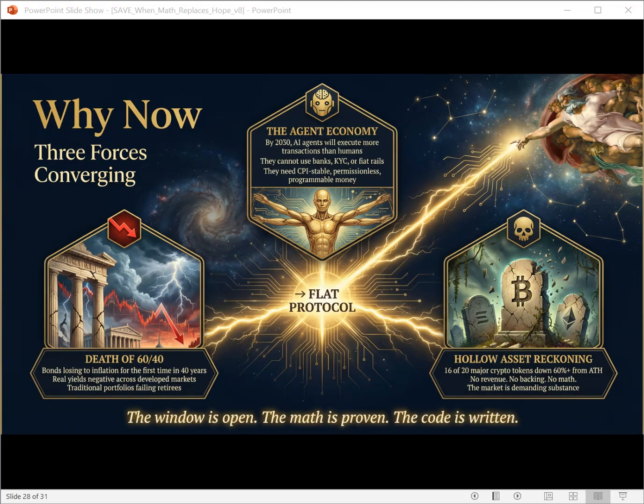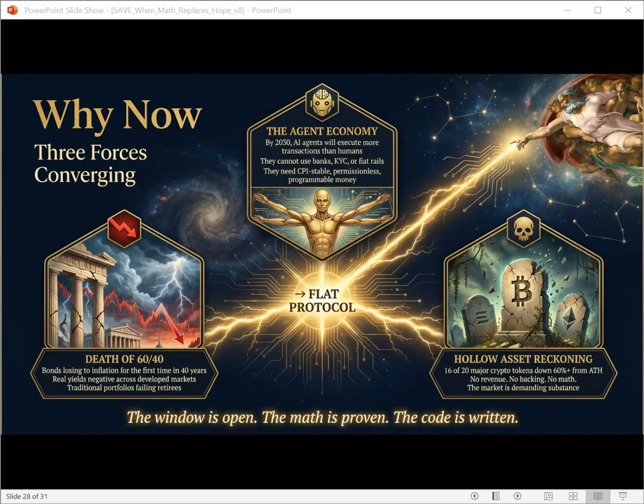So why now? There are three forces converging at the same time, and their intersection creates a window that will not stay open forever. The death of 60-40. The traditional portfolio of 60% stocks and 40% bonds is broken. Bonds are supposed to be the safe half, but when inflation runs above bond yield, bonds lose purchasing power. The safe half of the portfolio is now the half that is quietly bleeding. Investors need a new safe asset.